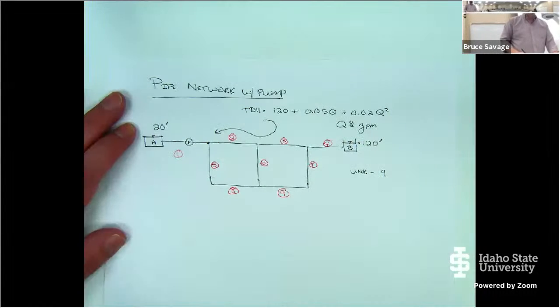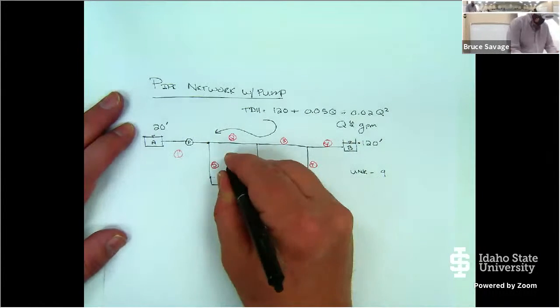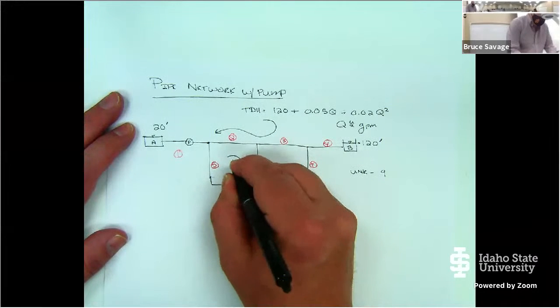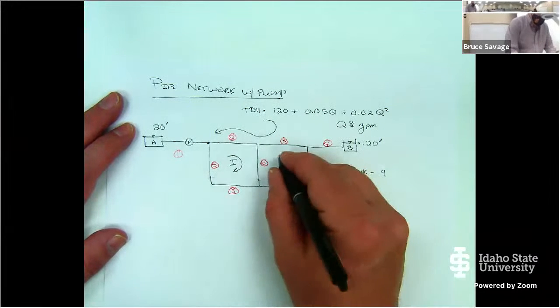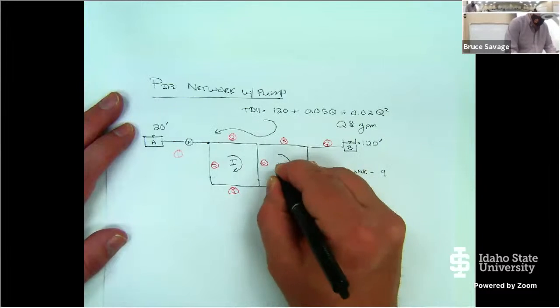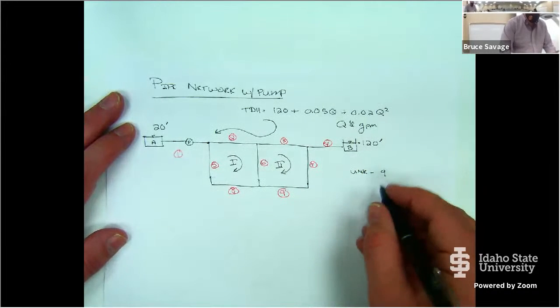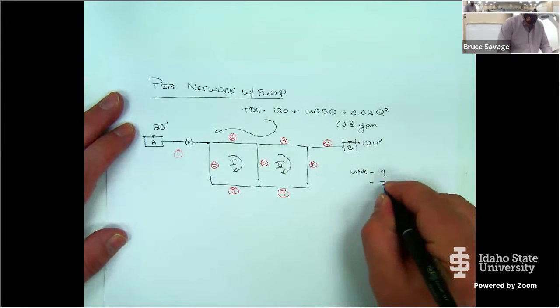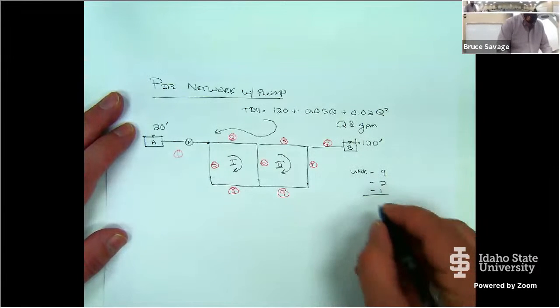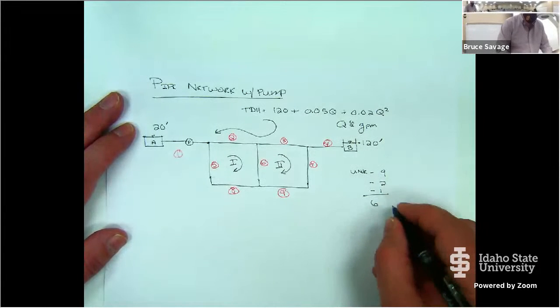And how many loops then? 2. Okay, so we have loop 1 right here. Once again, assume a clockwise direction, and clockwise direction here. So if I have 9 unknowns, and I'm going to take off 2 loops and 1 pseudo loop, that leaves me with 6 continuity equations, right?